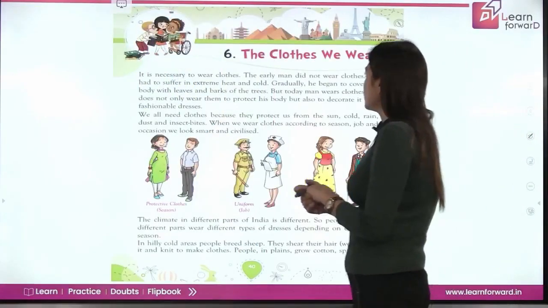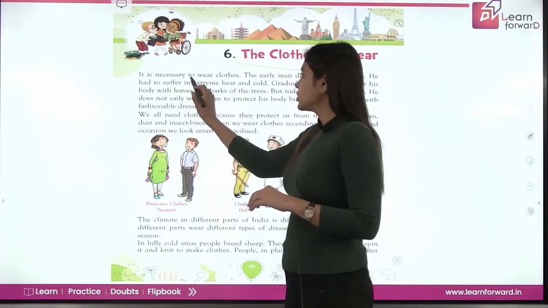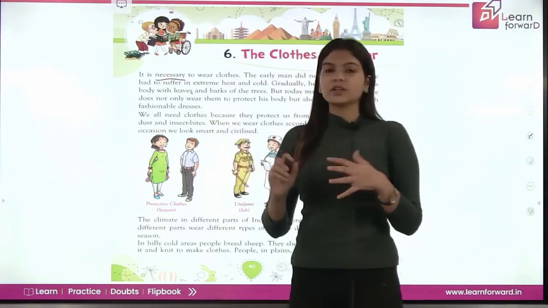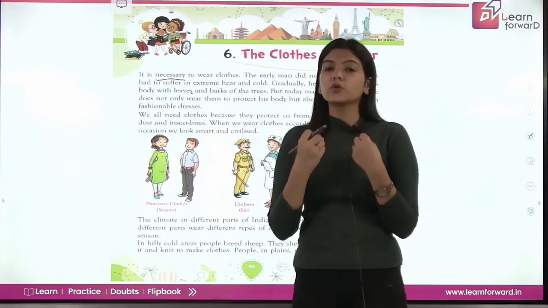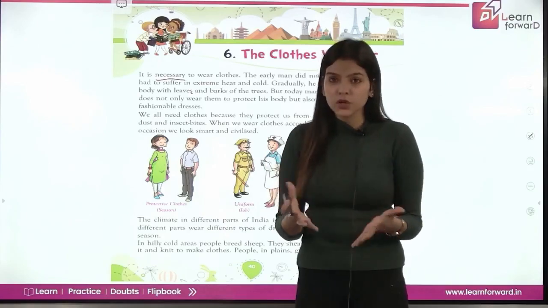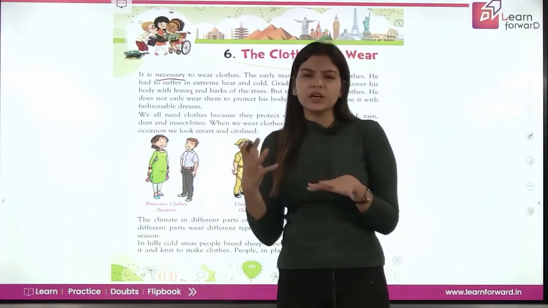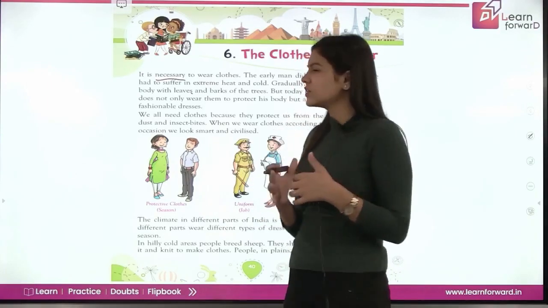So the clothes we wear, it is necessary to wear clothes. So why is it necessary to wear clothes? हम अपने आप को clothes क्यों cover क्यों करते हैं? To protect ourselves from heat, cold, rain, dust, and all of these things.